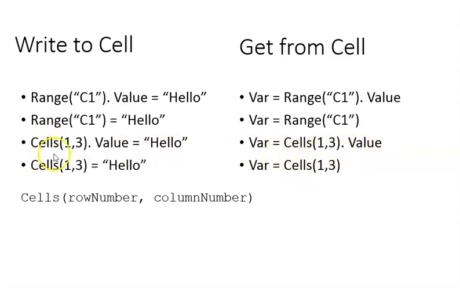But the difference between Cells property and Range property is that when you use Cells, you can interact with a number of cells in the spreadsheet, but when you use Range, you need to interact with only one cell in the spreadsheet.